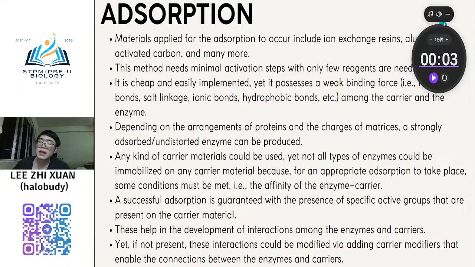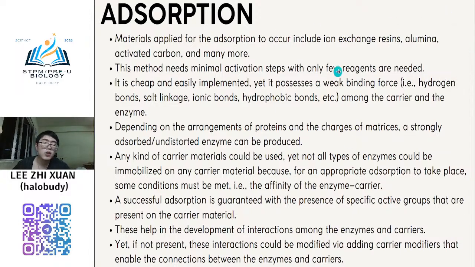Okay, so these are all the explanations. Normally, I want you to know that your material carrier normally includes resin, alumina, and carbon. These three are the most famous. Normally this method is very cheap and the easiest method compared to the other ones.